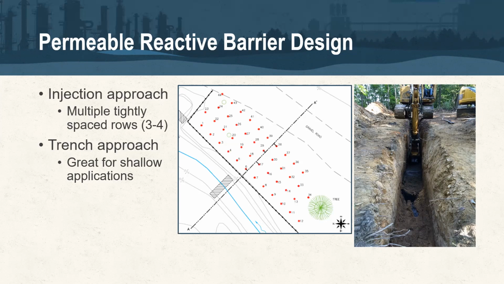Regardless of the slurry you're installing, we typically almost always recommend a 3-row PRB, sometimes an additional row, maybe more, depending on mass flux. High groundwater velocities, things like that might affect the overall design. And that's the example you see there in the middle, from a Superfund site in North Carolina.